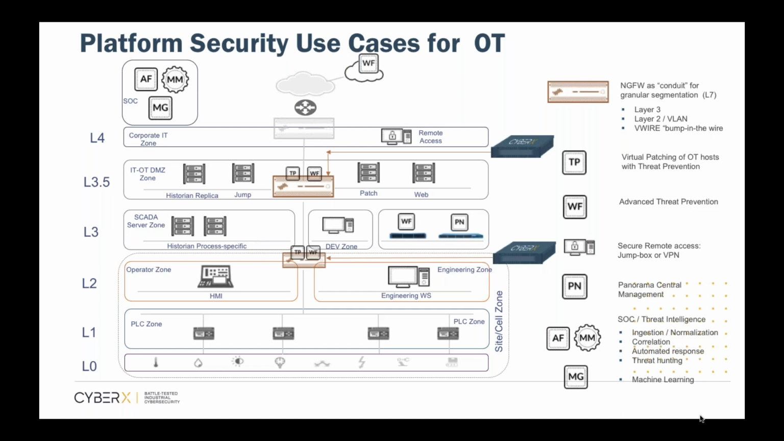So if you look at this Purdue model that we have over here, and in the best practices, where should your firewall be landed? It is primarily described between layer 4 and 3.5, and 3.5 and beneath. So CyberX fits in exactly in these two levels that I described.